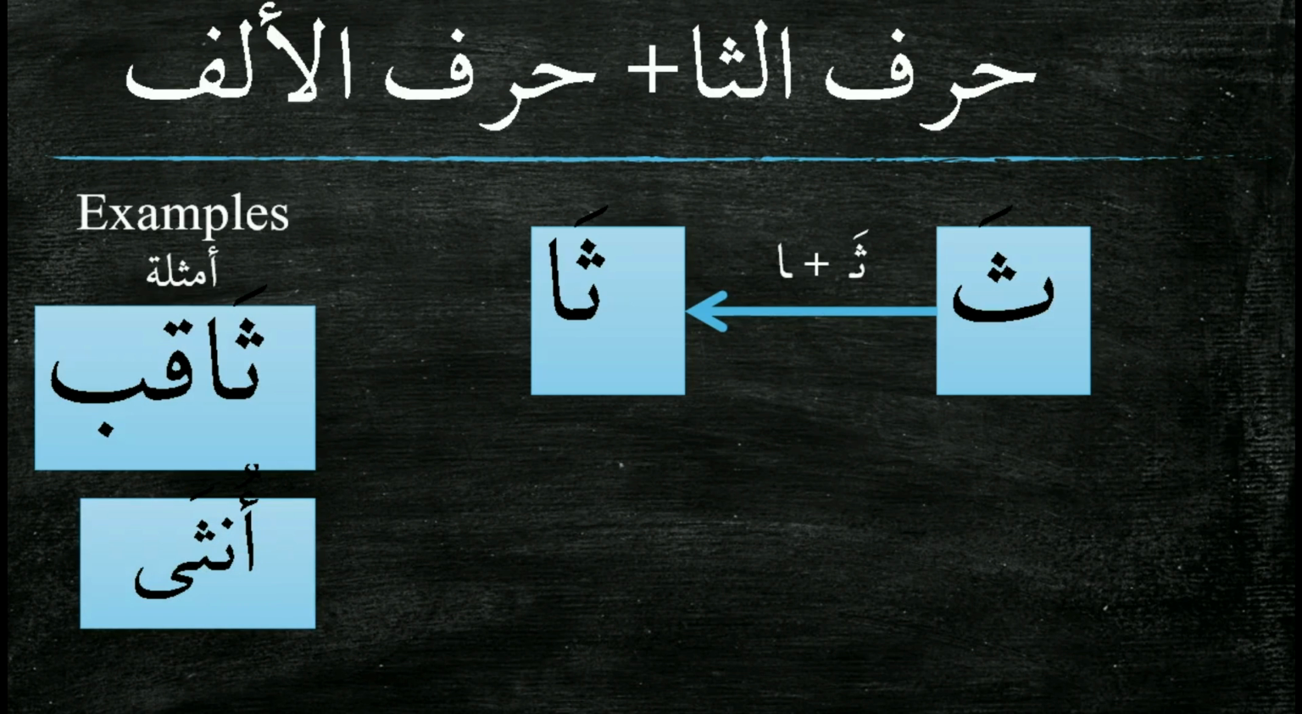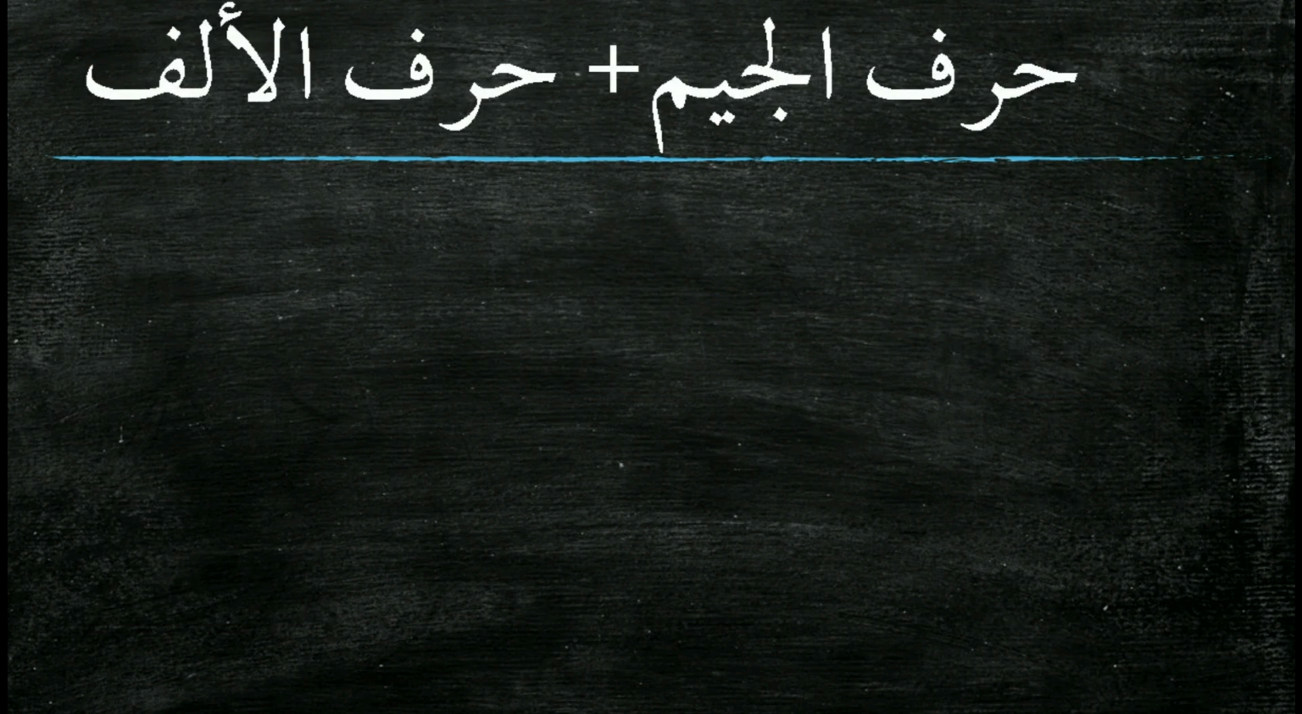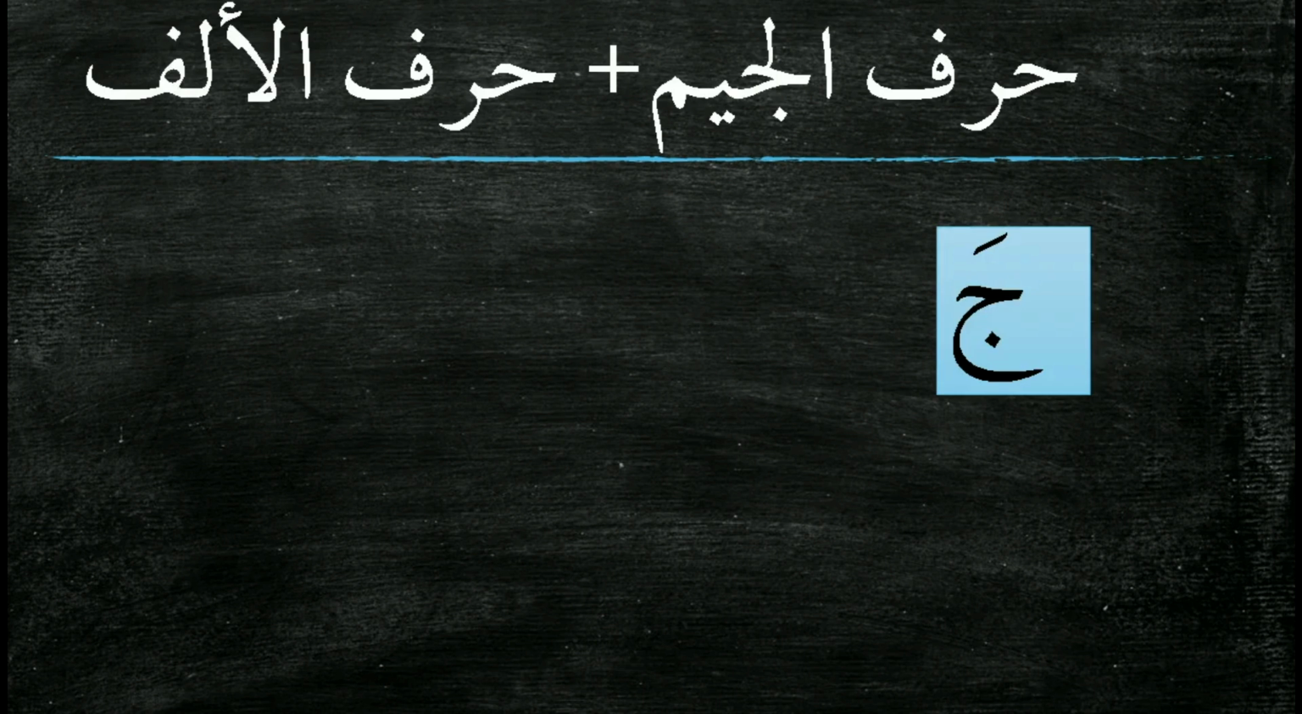أنثى, أنثى. The third letter is the letter جيم. حرف الجيم مضافا إليه حرف الألف. So it is the حرف جيم with the حرف ألف added to it. This is how a جيم looks when it's alone. Now, does the جيم connect from both sides? Yes, it does connect from both sides. So let's see how it looks.